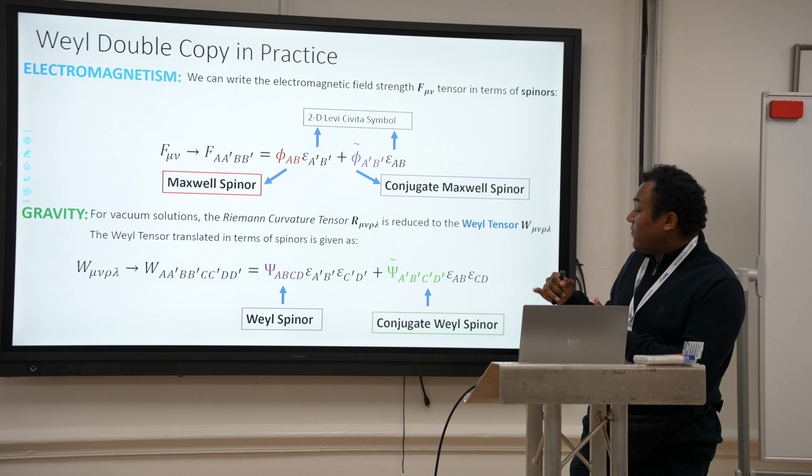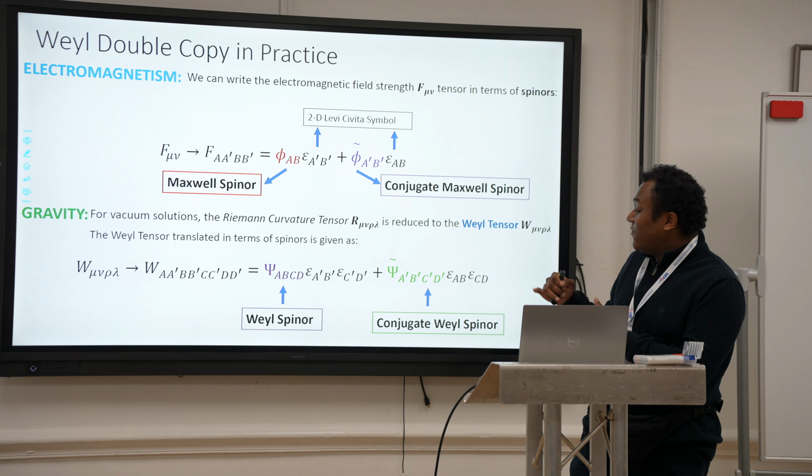Petrov type D solutions correspond mainly to solutions where we consider black holes. Petrov type N solutions correspond to solutions that are basically just spacetime filled with some sort of radiation. Actually, these correspond to spacetimes that are filled with gravitational waves, the type of gravitational wave we can actually experimentally detect.